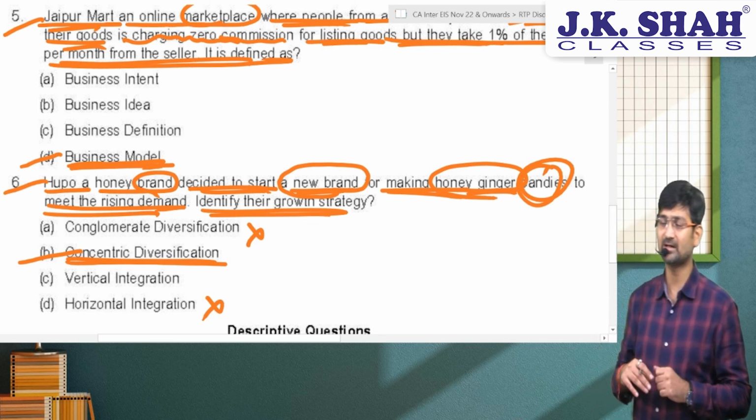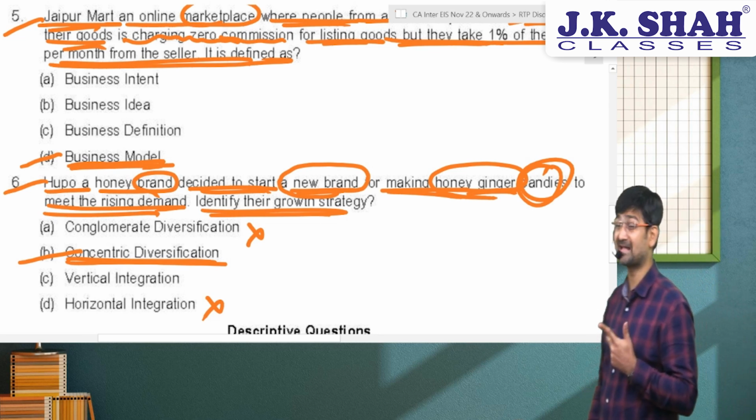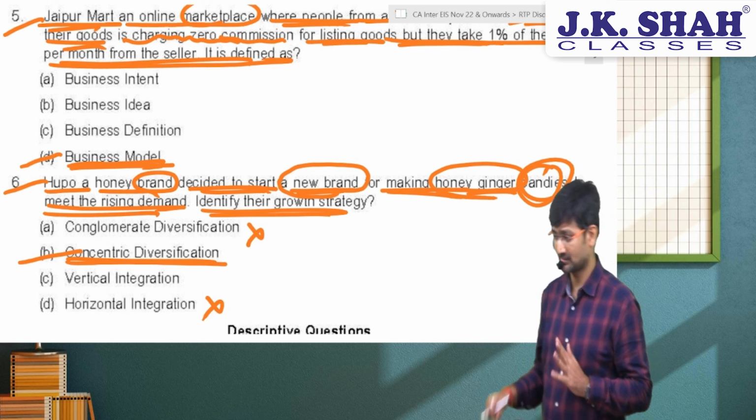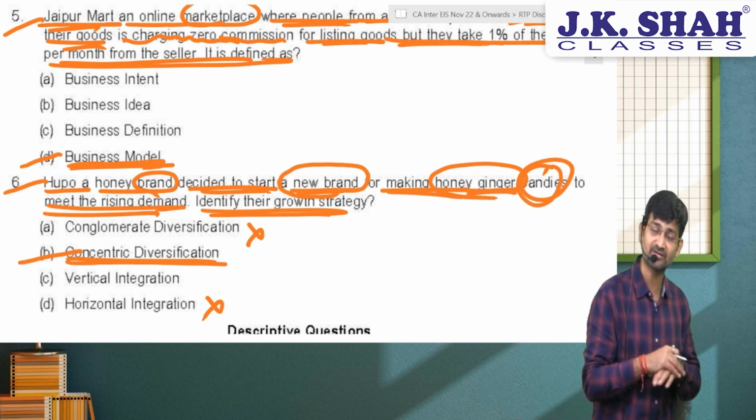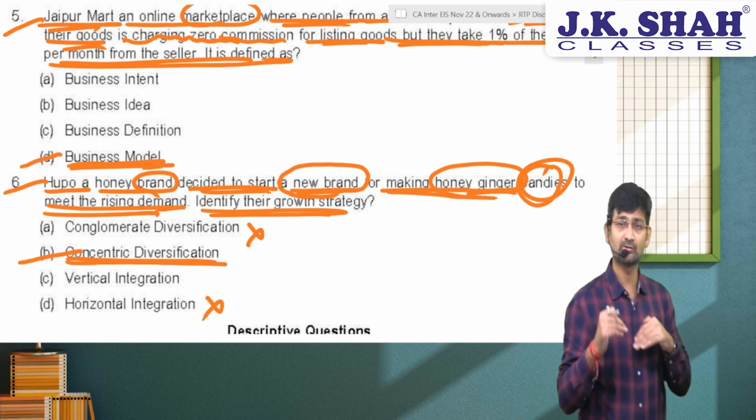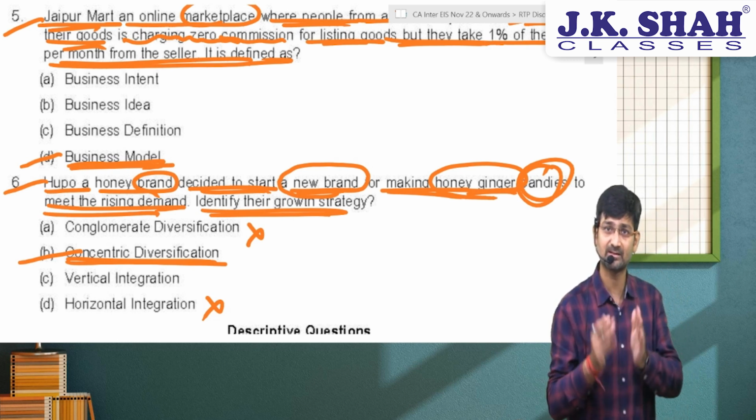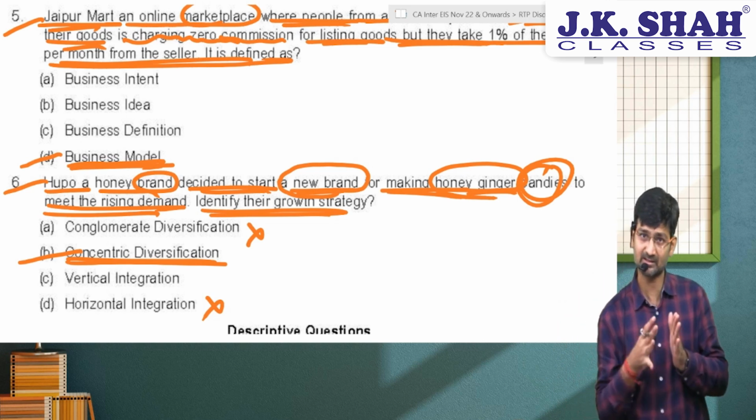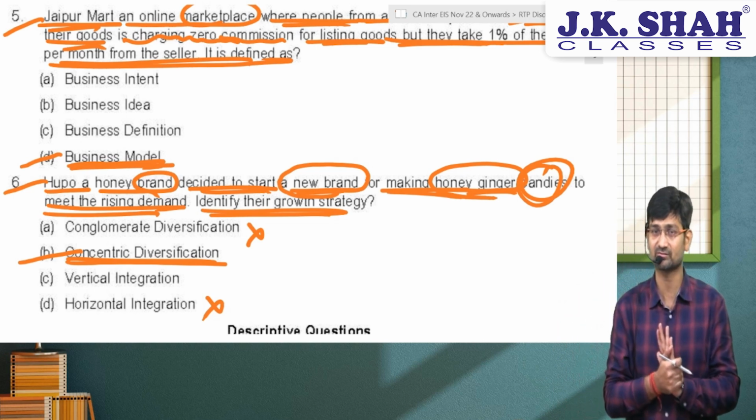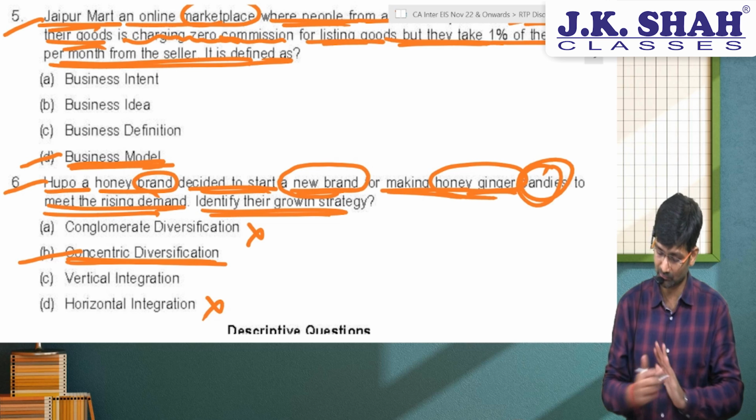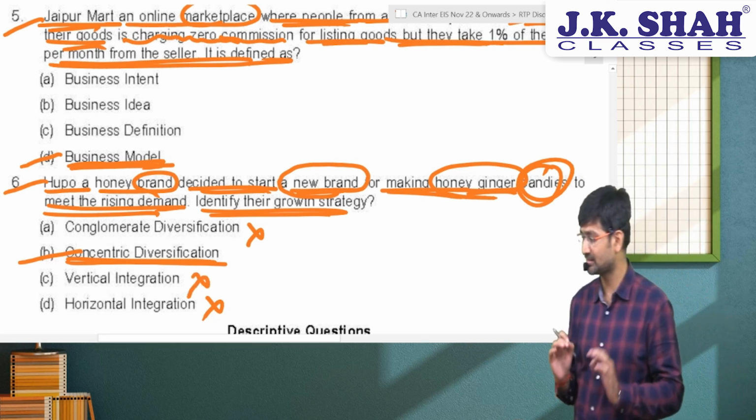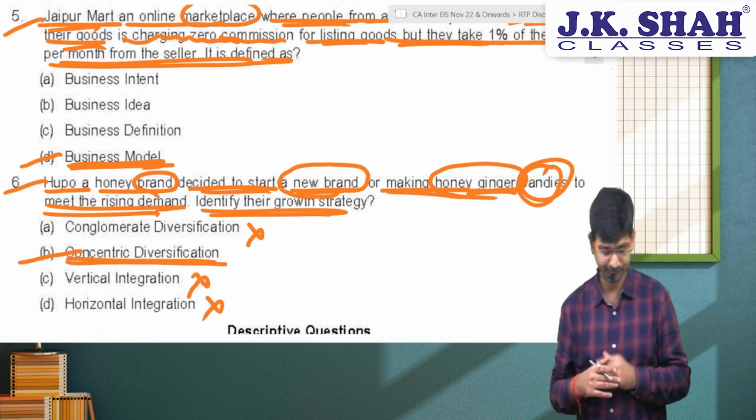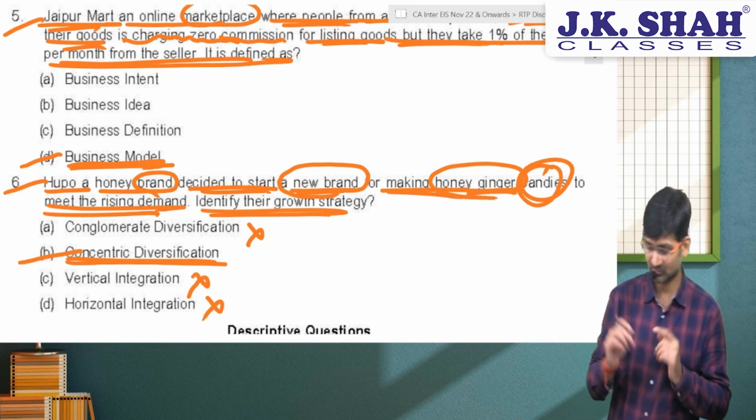Concentric is where you enter into joint products, byproducts, ancillaries and components. This is again a related diversification, but you're diversifying into related products, but not in the same industry. It's not in the same industry moving forward or backward. It's a connected industry, but not the same industry. So which is why it's not vertical also. It wasn't horizontal or conglomerate. That's how you had to eliminate and understand that it was concentric. I hope you get that part.